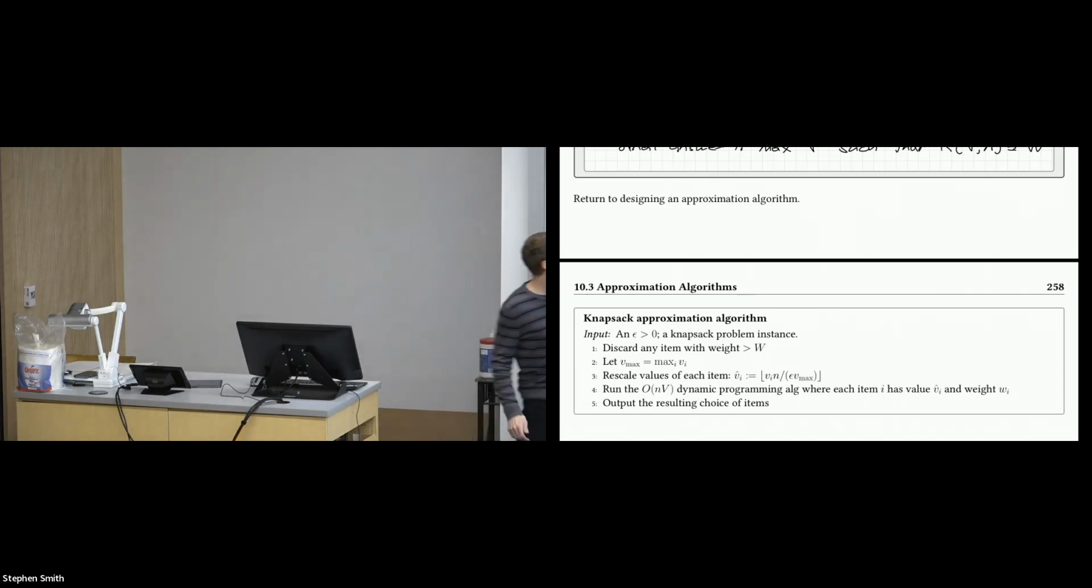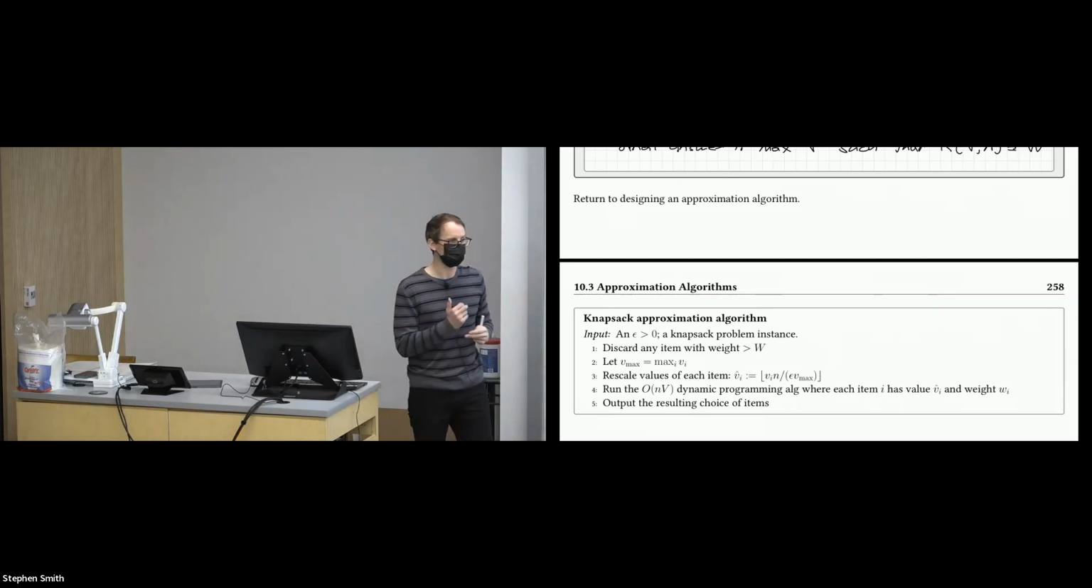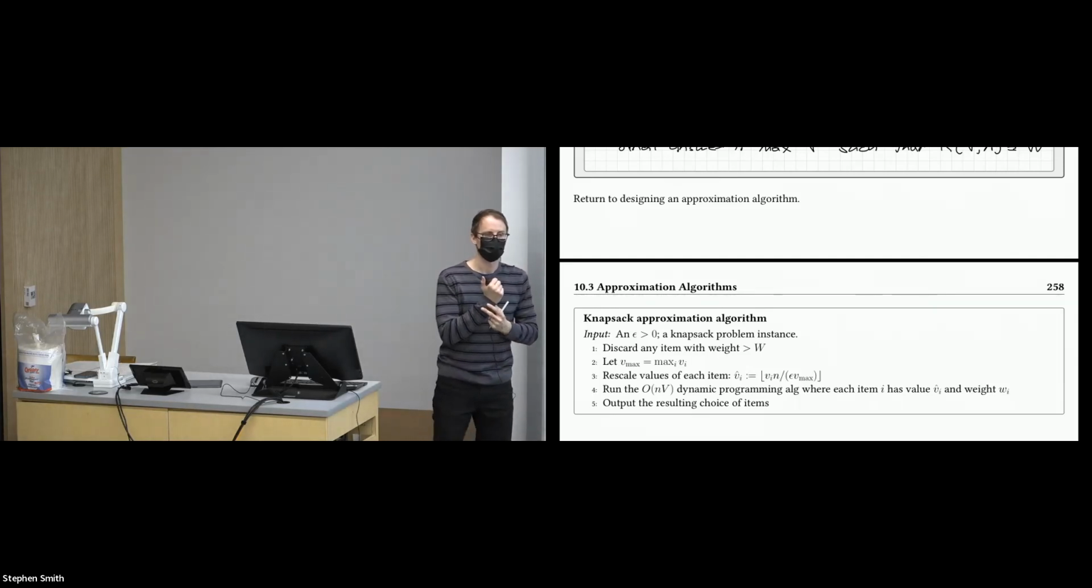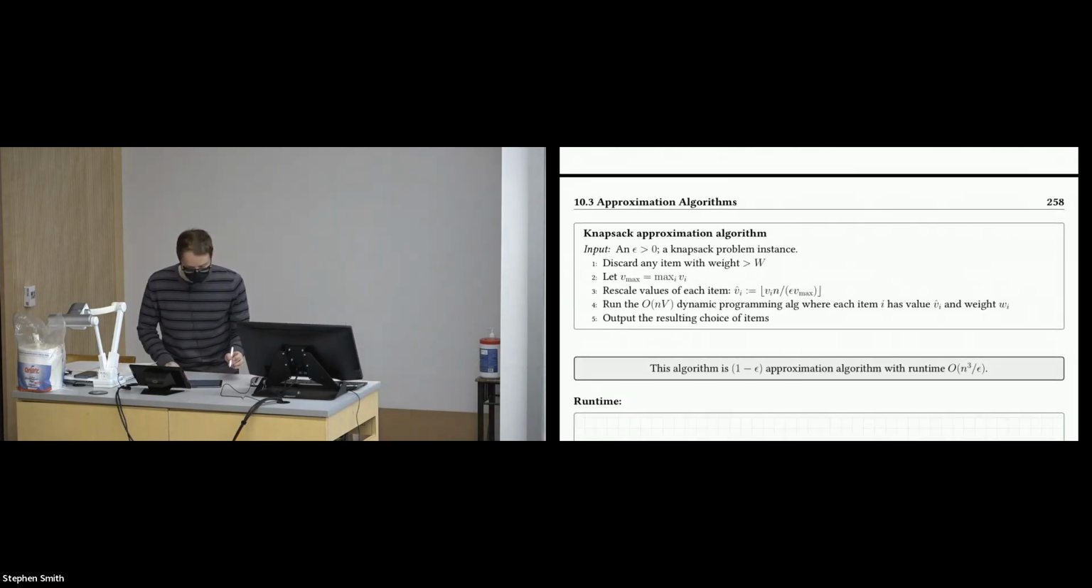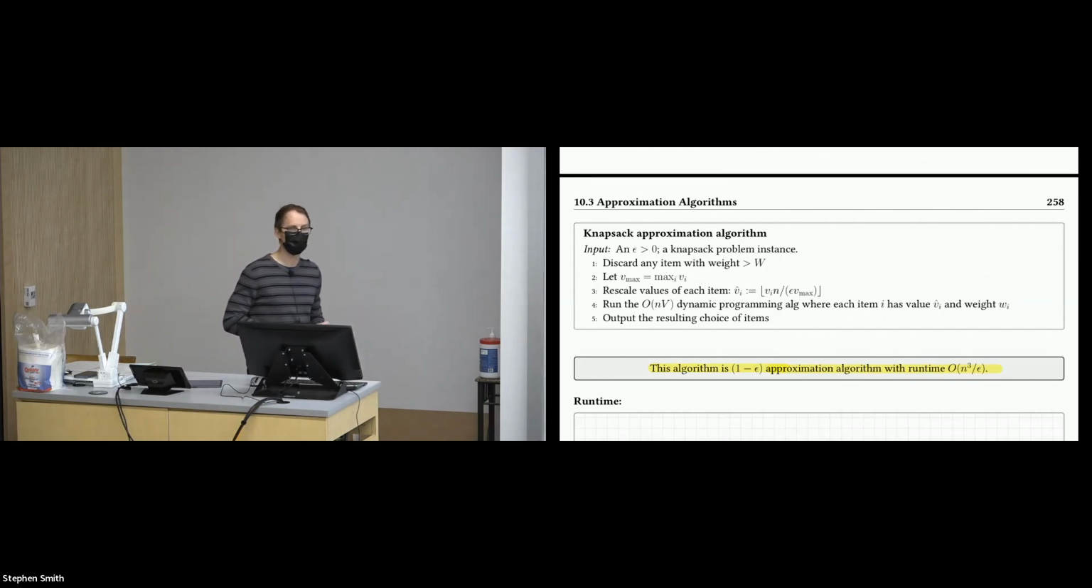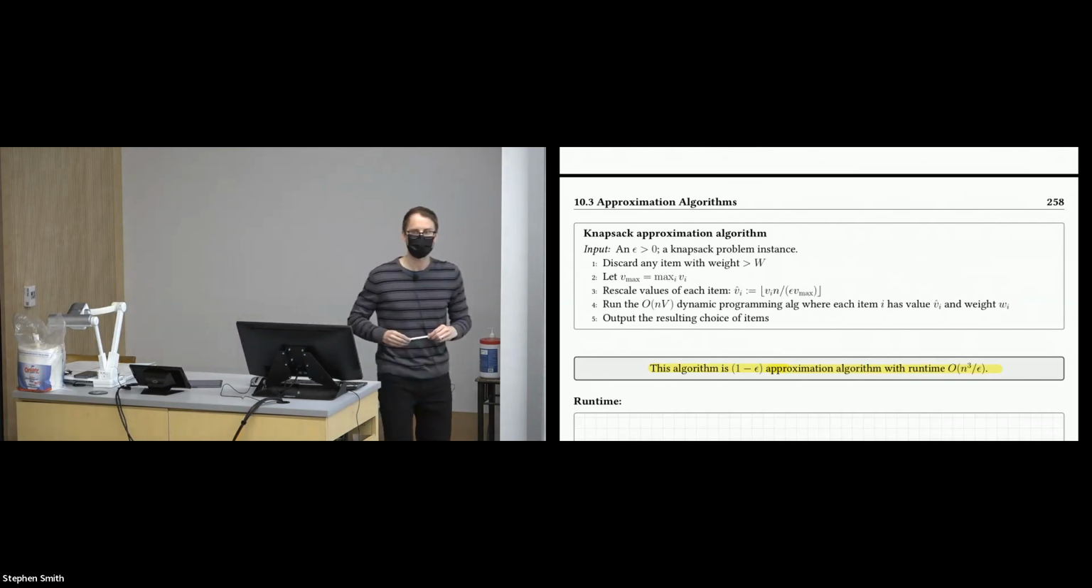Now I just run my big O of nV dynamic programming algorithm on these scaled value problems and output the solution. And the claim is this, which is kind of neat. So this algorithm is a 1 minus epsilon approximation algorithm with a runtime of n cubed over epsilon.